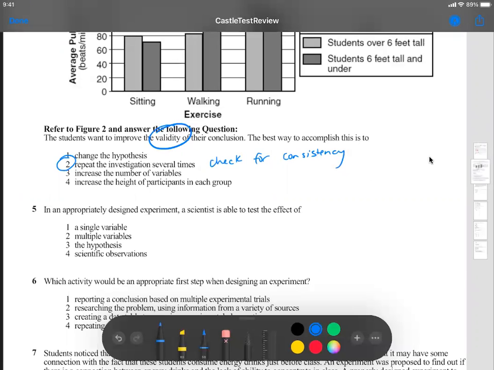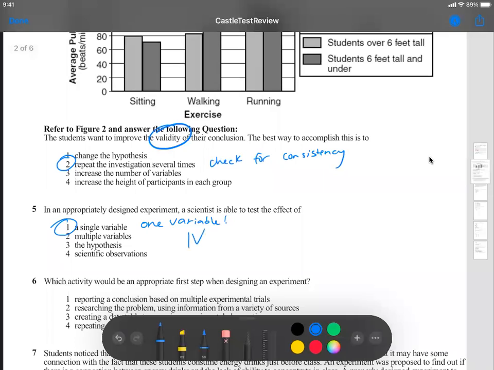All right, can I hear from Noreen for this one, please? Scientists are only able to test the effect of one variable on another variable. Absolutely, and what variable are we talking about when we're discussing that one variable? The effect of the independent on the dependent.